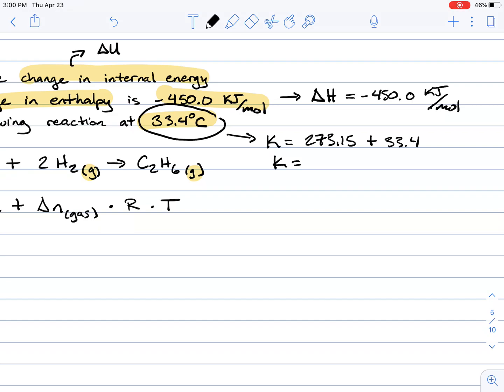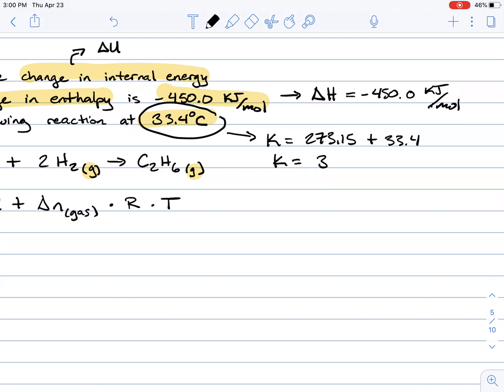So here we have 273.15 plus 33.4. That's going to equal 306.55, so 306.55 Kelvin. And if you want to apply sig figs and all of that stuff, you can go ahead and round it up to 0.6. I'm just going to go ahead and work with this raw value for now.